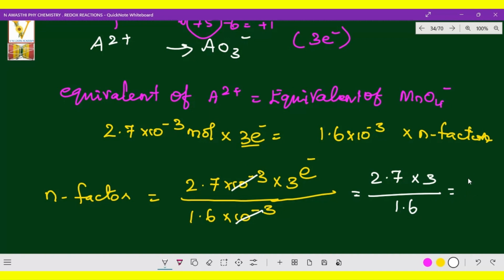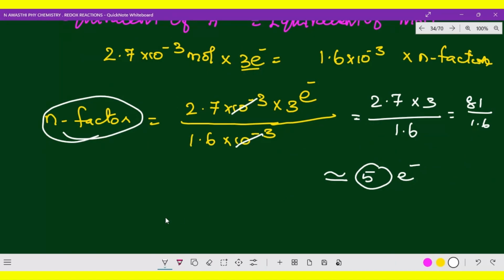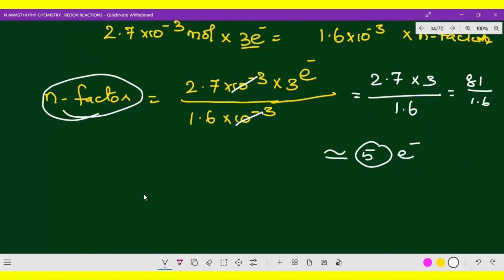So what is the answer? 81, right? So 81 divided by 1.6. What answer are you getting? Come on, calculate it. This is approximately 5 you will get. So that means the n factor of MnO4- is 5 electrons. So 5 electrons means, let us check whether this answer is correct or not. Usually we always check the answer.